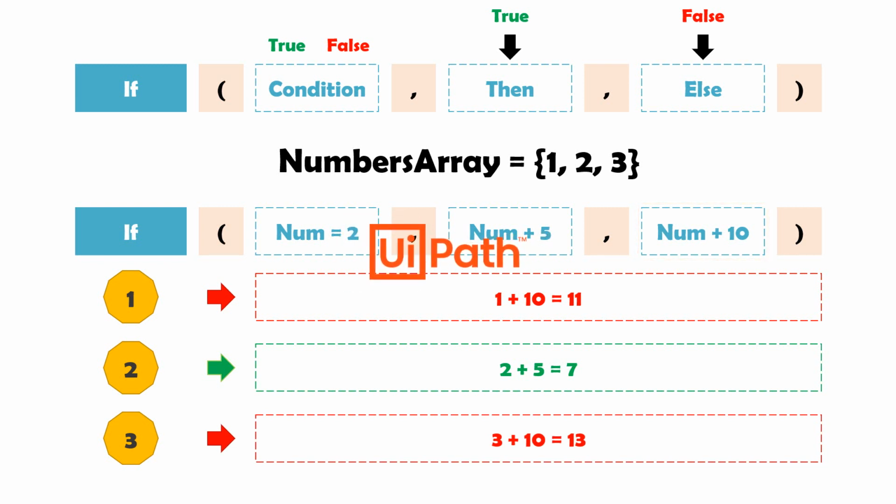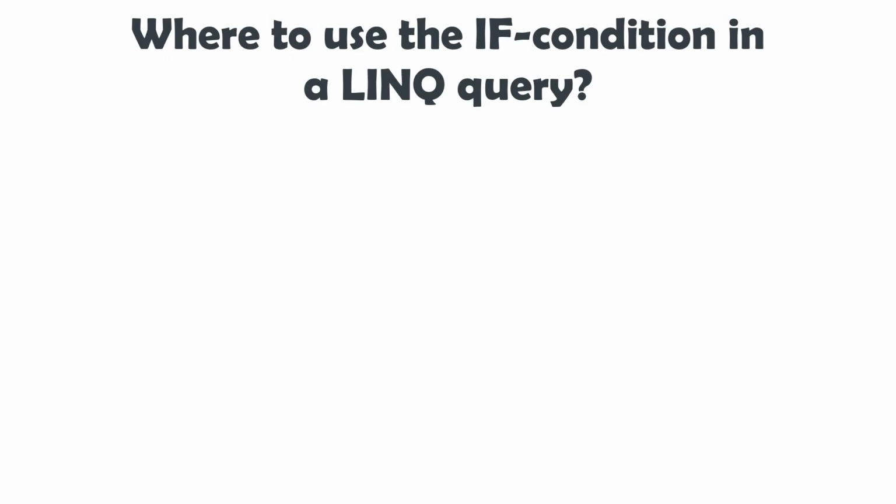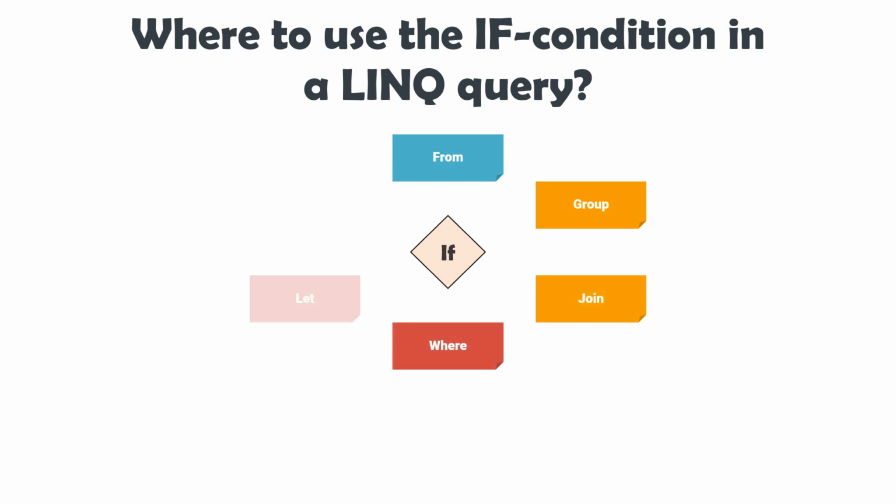I'm going to implement this example in UiPath, so that you better understand how to do this. But there is one question. Where can you use the if condition in a LINQ query? If condition can be used in any statement. This means that you can use an if condition in the following statements. You just have to look where you need it.